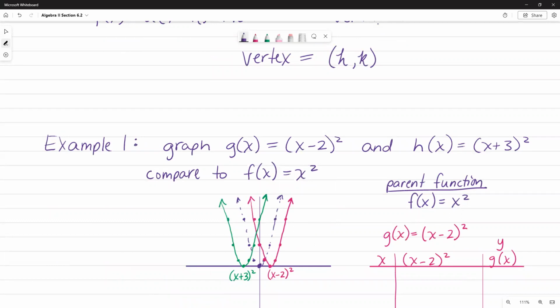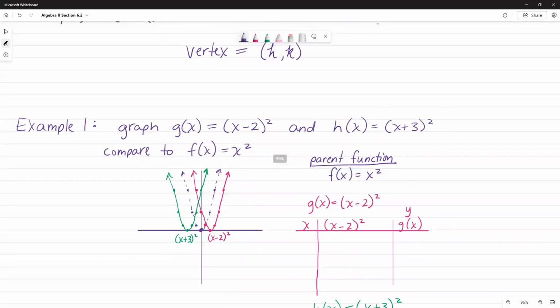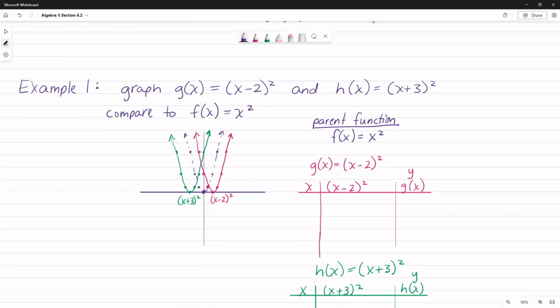All right, so let's get into what that looks like. Example one is on the bottom half of page 241. They've asked us to graph two different functions. We have the function g of x equals (x minus 2) squared, and then h of x equals (x plus 3) squared. When we talk about these two, we always want to compare them to the parent function, f of x equals x squared.